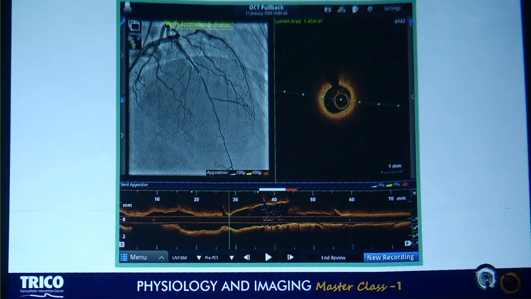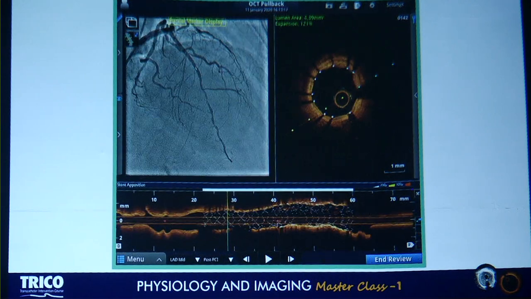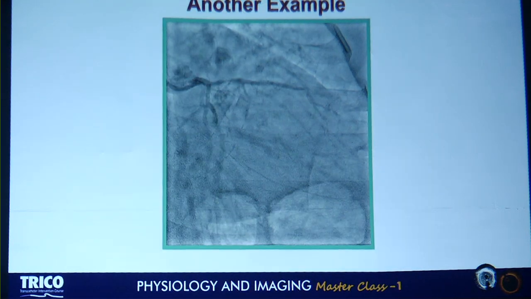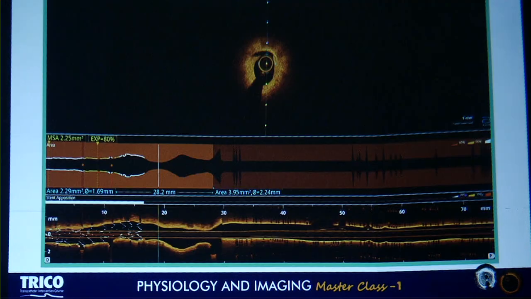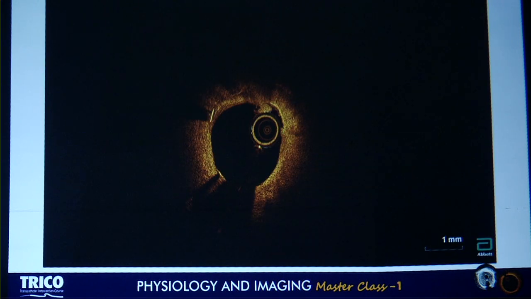Similarly, another example. See in this case, the proximal edge stenosis. Just concentrate on the proximal edge of the stent, and there is a lot of fat. So it is quite predictable when you see it.